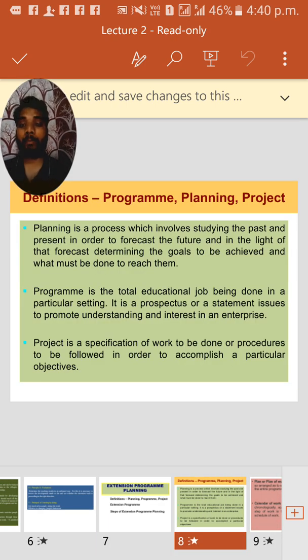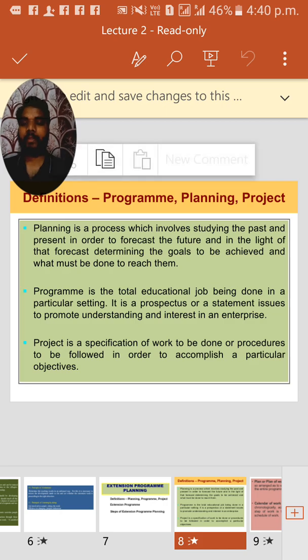First we have to know what planning is. Planning is a process which involves studying the past and present in order to forecast the future, and in the light of that forecast determining the goals to be achieved and what must be done to reach them. If I am going to start something, we have to make a proper plan before starting any activity.